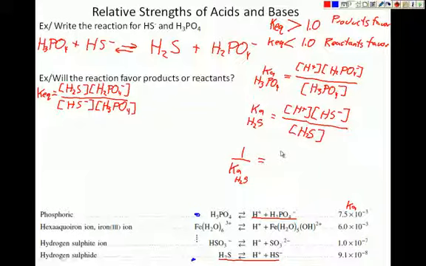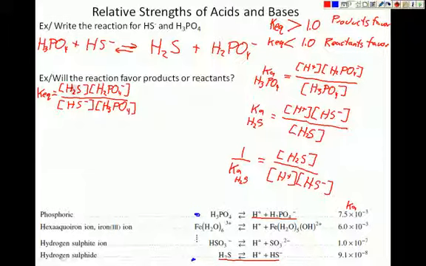So this is going to be H2S over H plus and HS minus. Okay, so now this Ka value looks exactly the same as this one, except we just took this number and put it over here, and this species, and put it over here. And so that means since we flipped it, we also have to invert this. So this is over 1 over 9.1 times 10 to the minus 8.